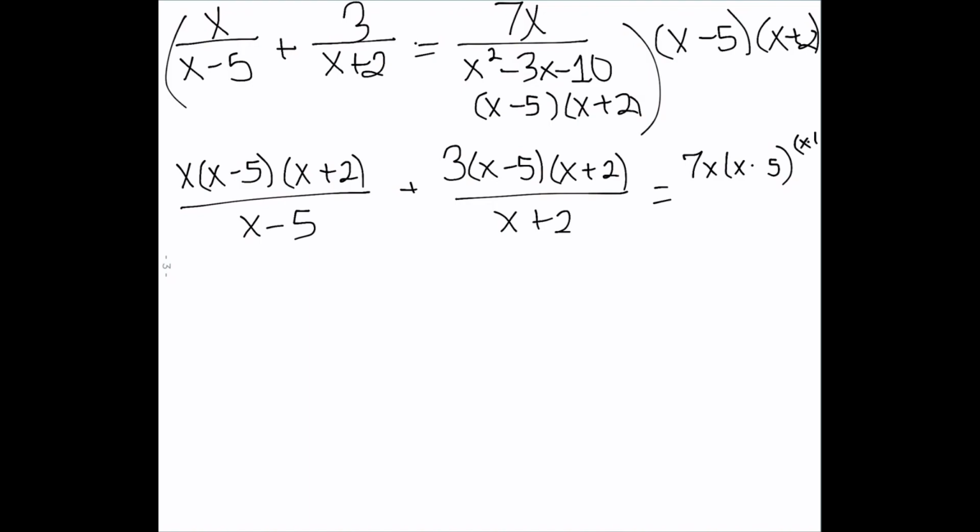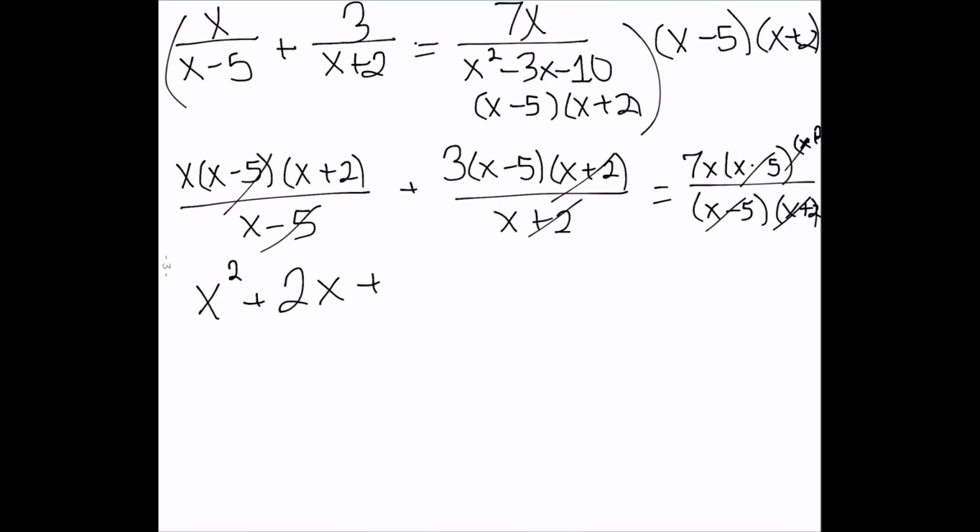We're running out of room here. Over (x minus 5)(x plus 2). I can then start canceling things. I'm left with, the first fraction has an x times x plus 2, which once we distribute is x squared plus 2x. The second one, once I distribute, is 3x minus 15, and then my last one is 7x. So we have x squared plus 5x minus 15 equal to 7x.